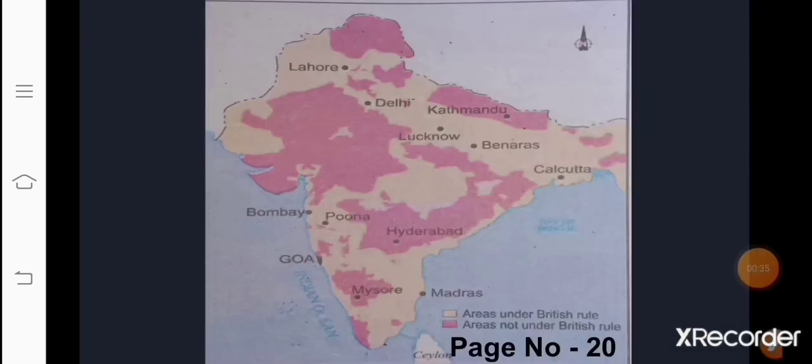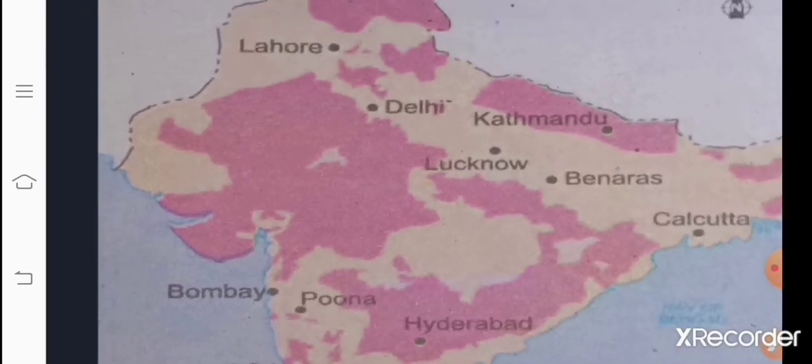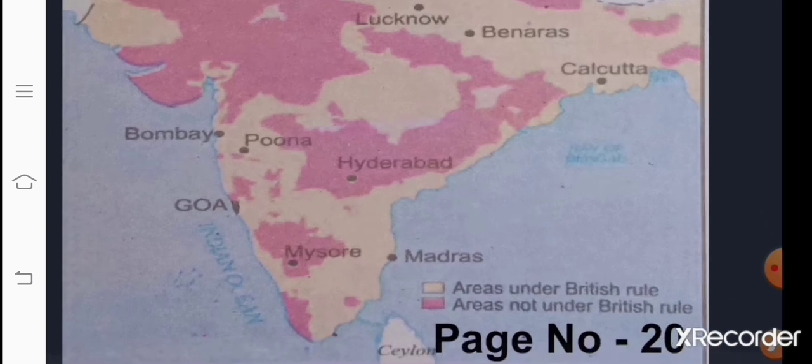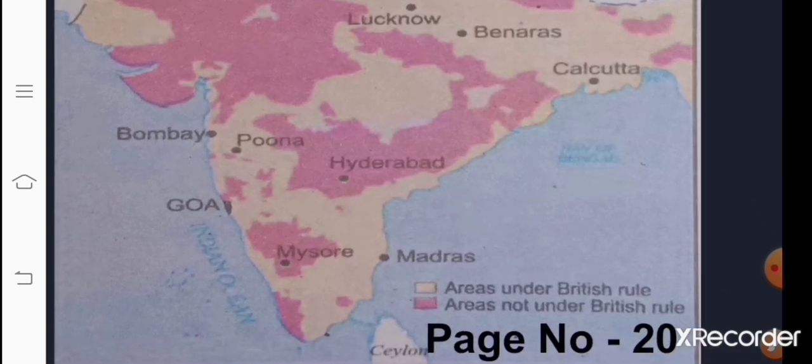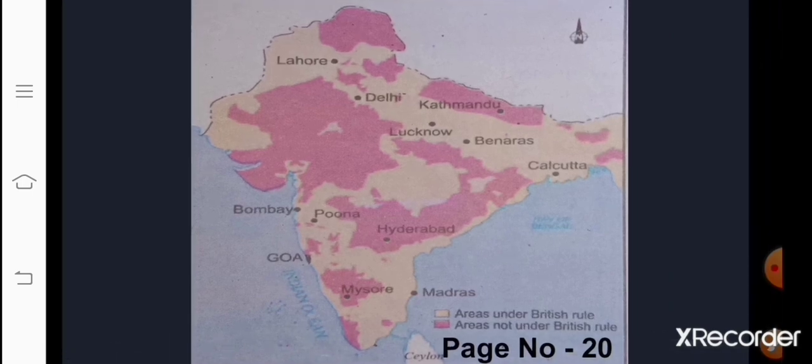Now students, you can see here the map has been given to you from history chapter number 2, page number 20 of your textbook, right? In this map, you can see it shows the expansion of British territorial power in India in the year 1857. Okay. Now you can see it very clearly. It has been shown in red color as well as in yellow color, right? And here in this index you can see, children, yellow color indicates the areas under British rule, whereas red color tells you the areas not under British rule, right? I hope you understood this map.